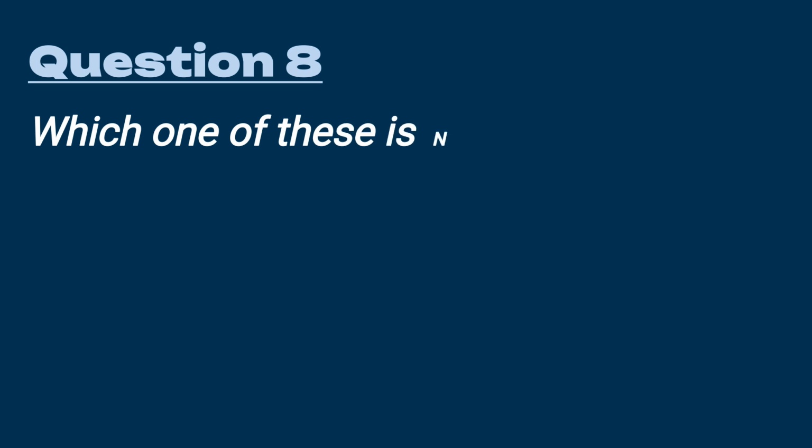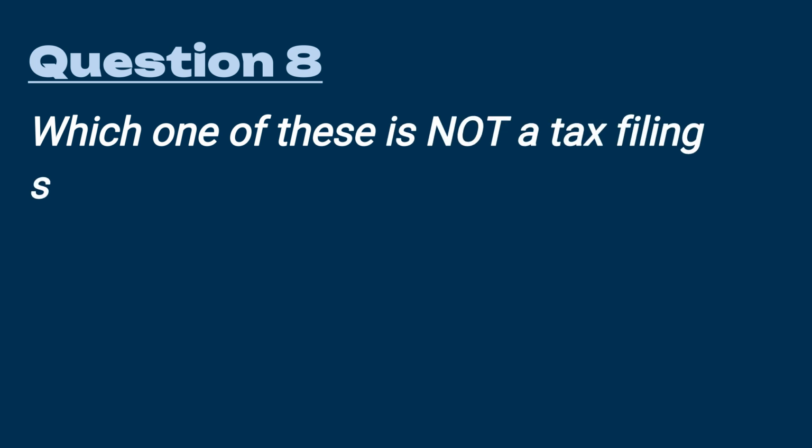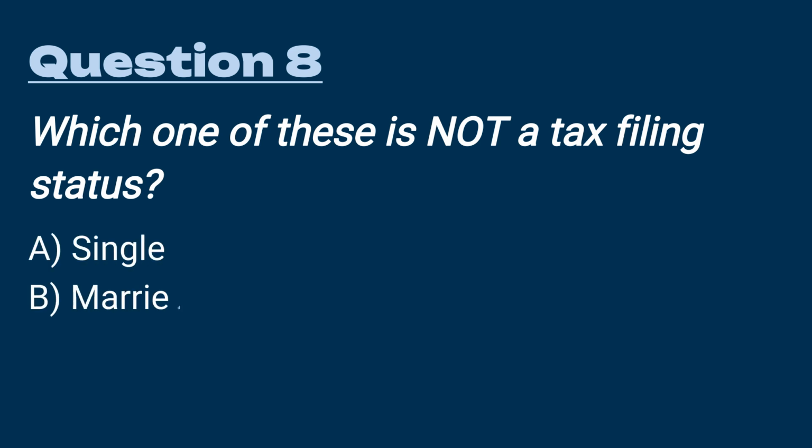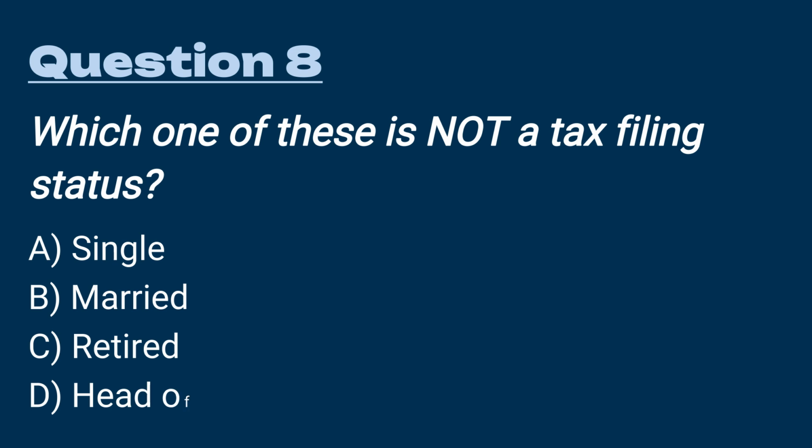Question number 8. Which one of these is not a tax filing status? A, single, B, married, C, retired, or D, head of household?